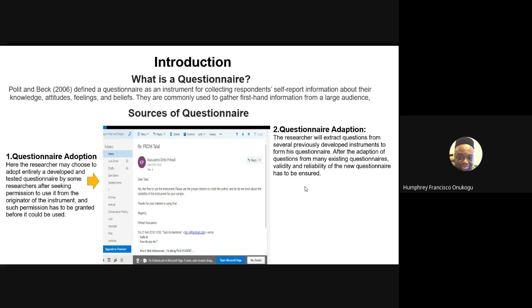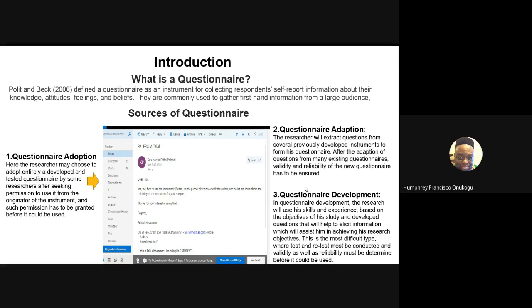And after the adaptation, for many existing questionnaires, it is important to check the validity and reliability of this new questionnaire. In adoption, it has been tested and okay. In adaptation, because you are taking elements from different questionnaires, you are more like creating something new from existing something, so it's important that you test the reliability and the validity after you have come up with this.